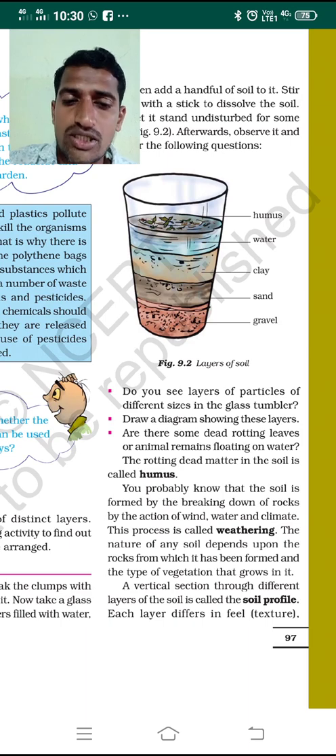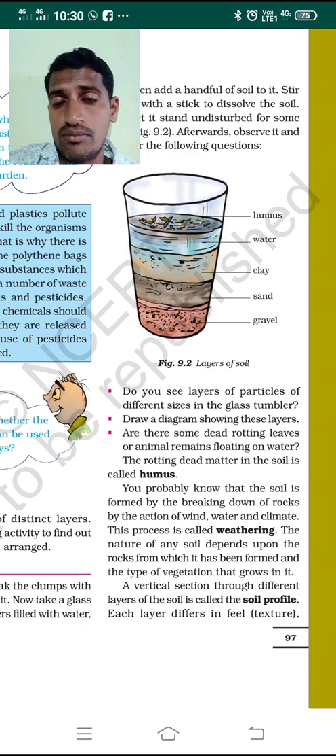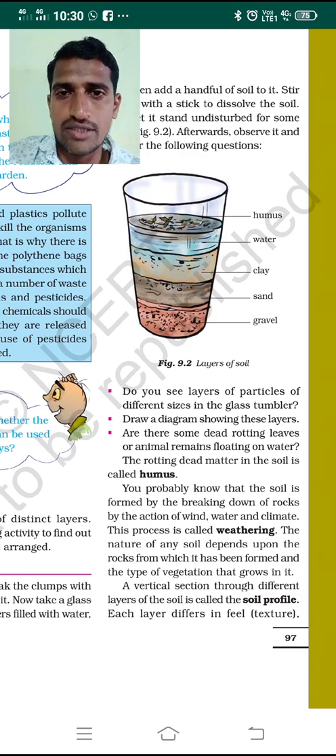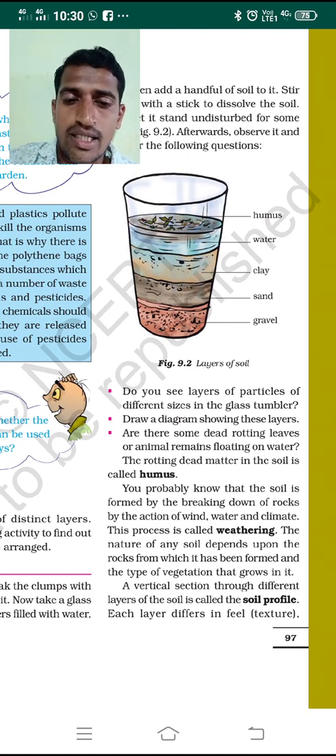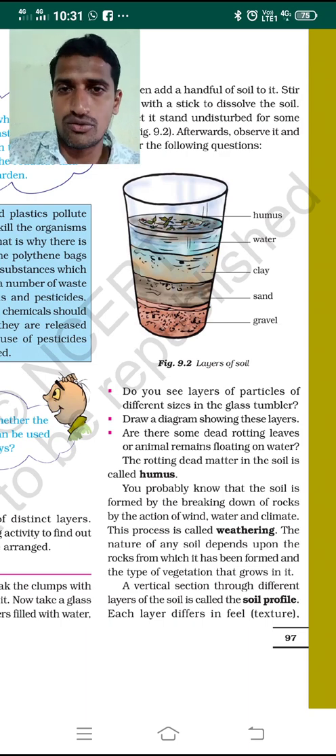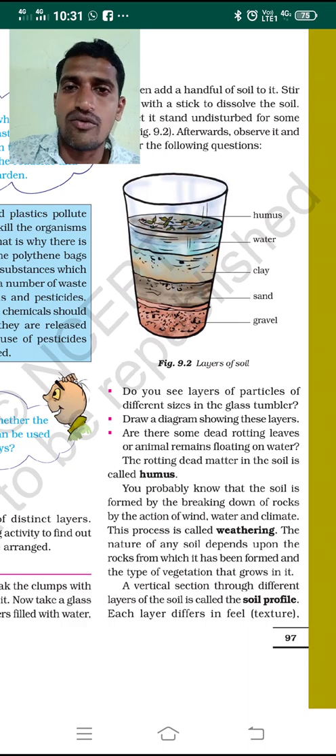The nature of any soil depends on some parameters. It depends on the rocks from which it is formed, from which kind of rocks that soil is formed. The nature of the soil also depends upon the type of vegetation that grows on it, what type of vegetation grows in that particular soil, so that also affects it.